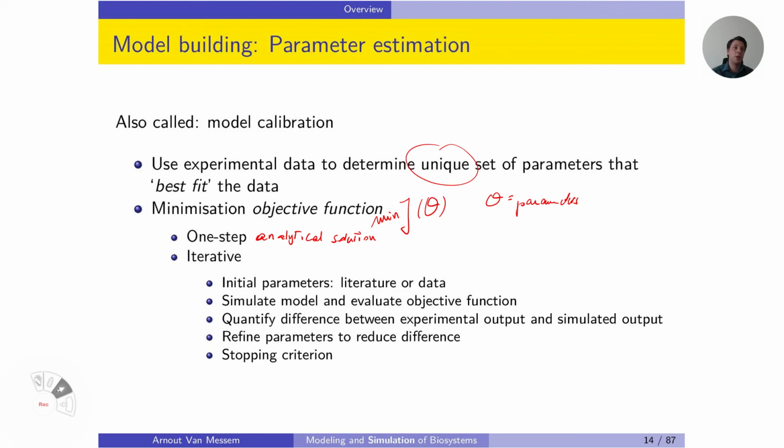So you start with initial parameters, which you get from experience, from literature, from the data. So you get initial parameters which you think are close to the optimal solution. You simulate the model, you see how large or how small my objective function is, and how can I improve it. So I quantify the difference between the experimental output and simulated output, and then I want to try to minimize this difference. I refine my parameters and I start over again until I get to a certain level of goodness, so a certain stopping criterion. At a certain moment you will have to say, okay, this is close enough to the optimal solution. I now stop with my optimization.